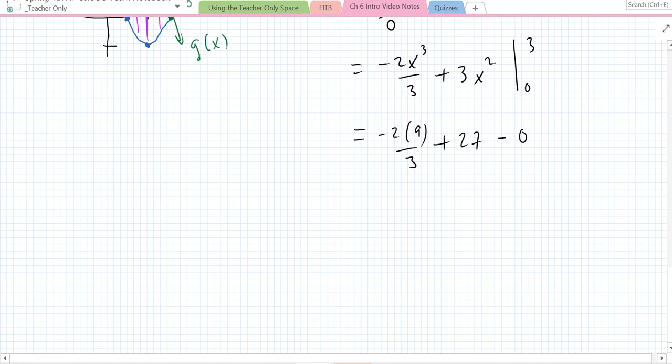And when you simplify this, the 3's cancel out. That becomes -18 plus 27 equals 9. So it has an area of 9. And that's enough. We'll finish up the rest in class.